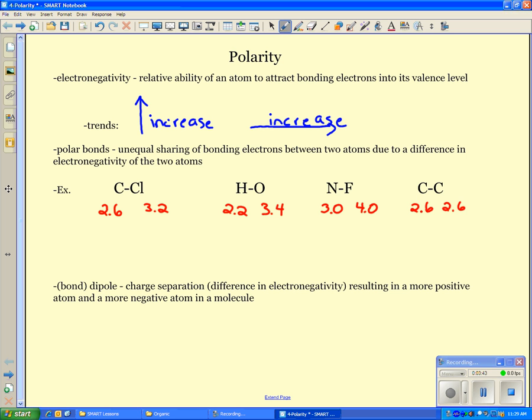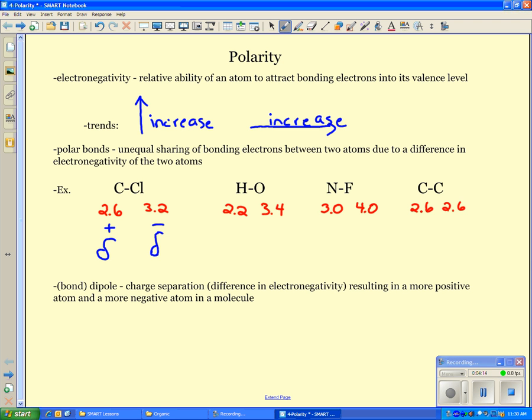So back to our first example of carbon and chlorine: the higher the electronegativity value, the stronger the ability of that atom to attract electrons. So for carbon to have a value of 2.6 and chlorine to be 3.2, the chlorine is stronger or better at attracting electrons. So that's going to be the negative part of the bond. The carbon has a lower value, so it's the positive part. So we're going to label the positive and negatives with the Greek letter delta.